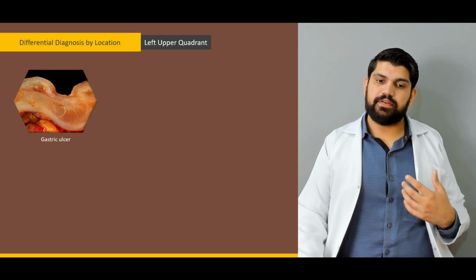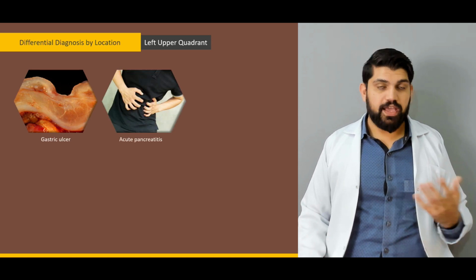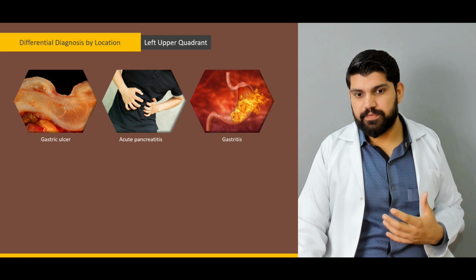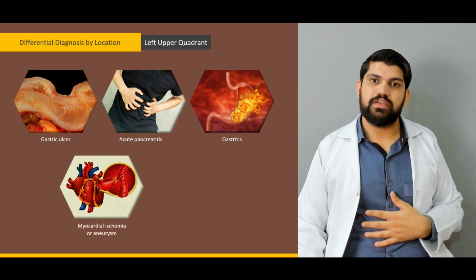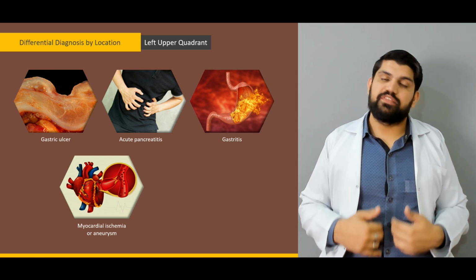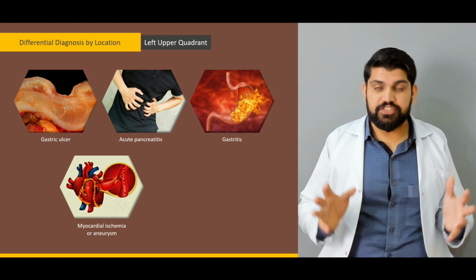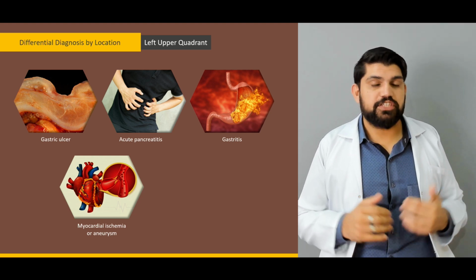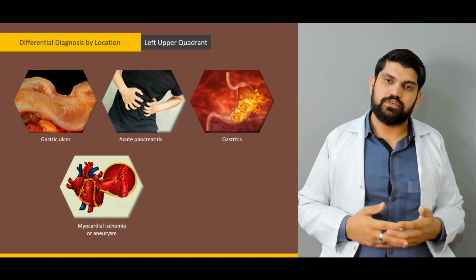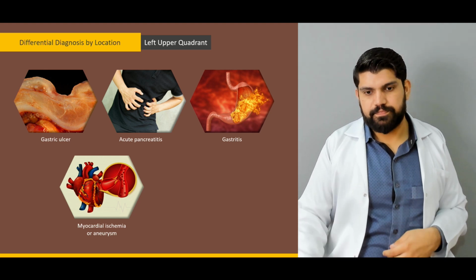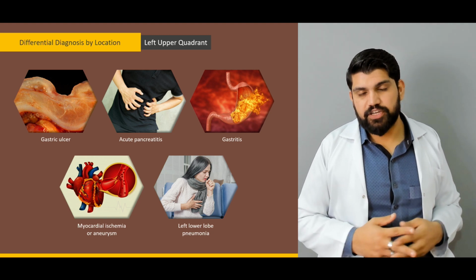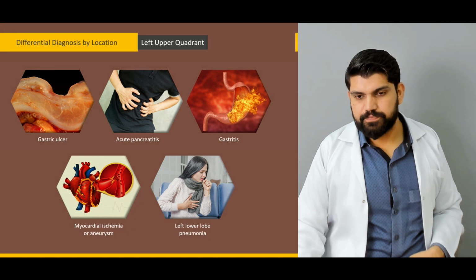Now, left upper quadrant pain: gastric ulcers. Again, acute pancreatitis. Gastritis can lead to left upper quadrant pain. Myocardial ischemia and aneurysm. You see, the abdominal aorta is in the middle of the abdomen, it's just a rough estimate. So if you're suspecting an abdominal aneurysm, the pain can be central or in the left upper quadrant. Left lower lobar pneumonia, again the same mechanism: diaphragmatic irritation can cause left hypochondrium pain.